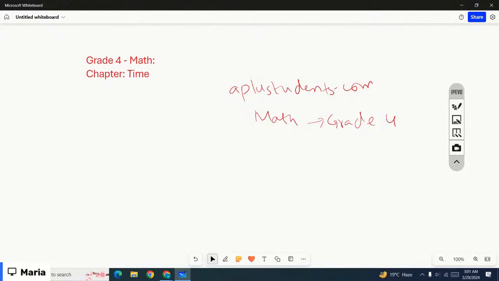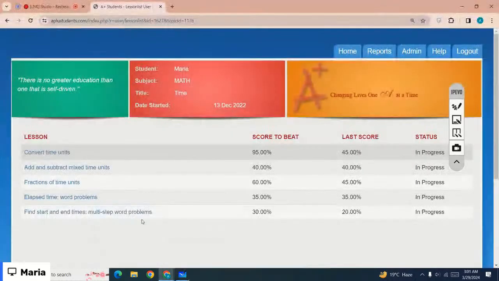Please make sure you have your notebook and pencil so that you can note down the important examples and definitions as well, right? So here I'm on grade 4 math. Let's just start with the first lesson, that is convert time units.